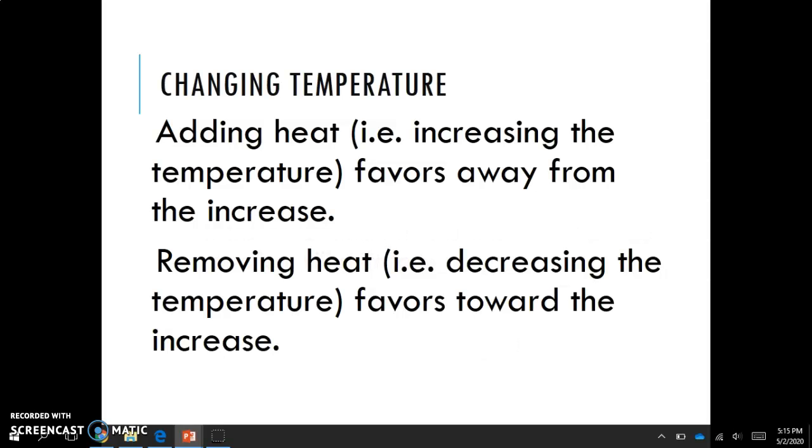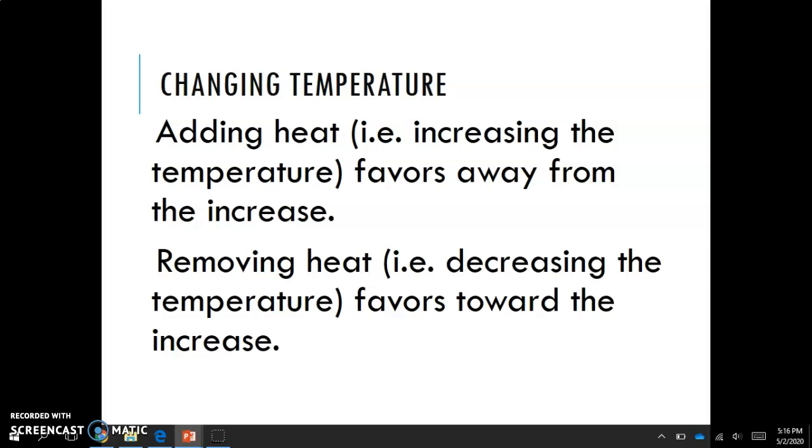All right, so those were concentrations. Now let's take a look at temperature. A reminder, if you add heat, so you increase the temperature of a system, it will favor away from the increase. And if you remove heat or decrease the temperature, it favors toward the increase. A good way to think about this is from biology and maintaining homeostasis. When you get hot, let's say you go outside on a summer's day and it's 100 degrees outside, and your internal body temperature rises and gets too high.